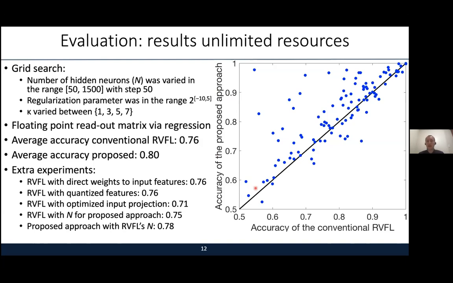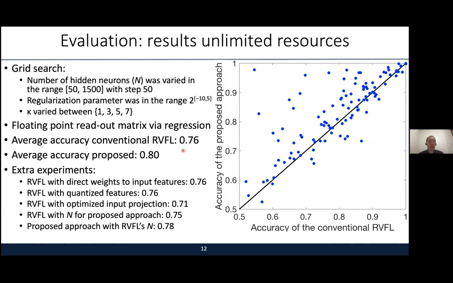And every point in this figure is the accuracy on a data set, which means that if both approaches would perform absolutely the same, then all the points would lie on the diagonal, which would mean that both approaches would get exactly the same accuracy for each data set. But we actually see a different picture. We see that the proposed approach, on many of the data sets, performs better. And as a result, the average accuracy of the proposed approach is actually higher than that of the conventional RVFL.